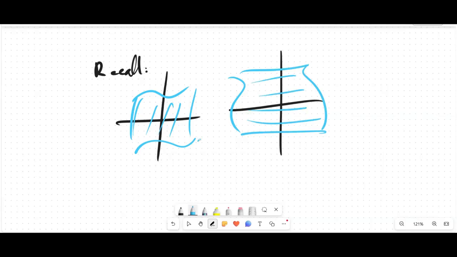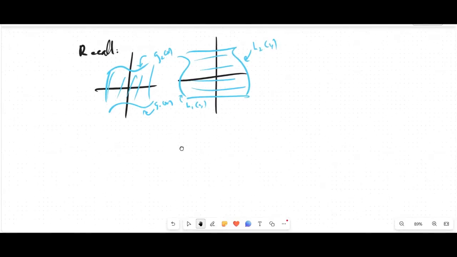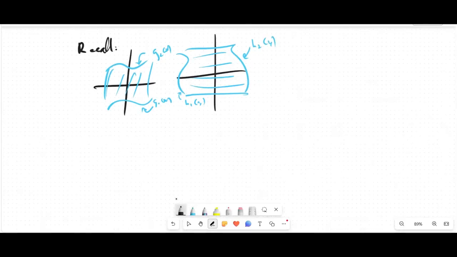So in the first case, it was g1 of x, g2 of x. The second case, it was h1 of y and h2 of y. And those were easy because we could use the functions g1, g2 of x, h1, h2 of y as the bounds on the inner integrals. How does that extend to 3 dimensions?